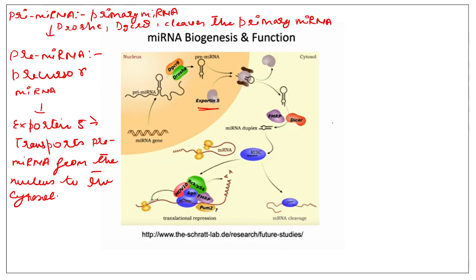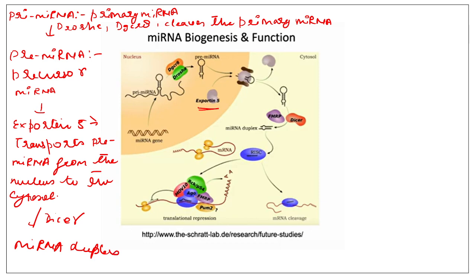So dicer acts in the cytosol and Drosha acts in the nucleus. This is important to remember. Dicer acts in the cytosol, and Drosha acts in the nucleus. So dicer comes and cleaves the pre-miRNA into miRNA duplex. So then your miRNA duplex is formed.